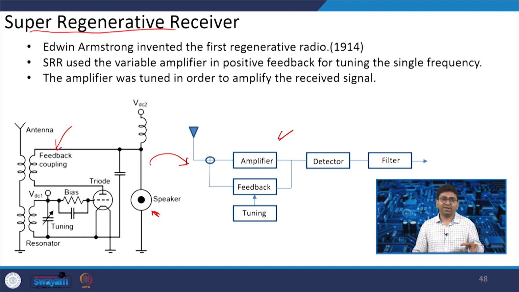The advantage is that it is simple and it can be easily implemented, but the disadvantage is it involves positive feedback. So, you require a very fine tuning. So, tuning is very important in super regenerative receiver architecture.